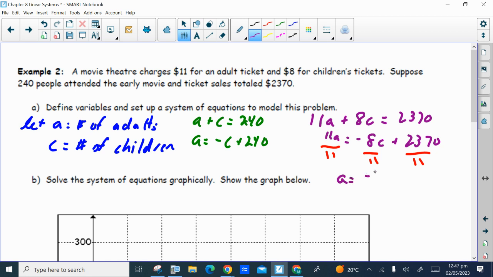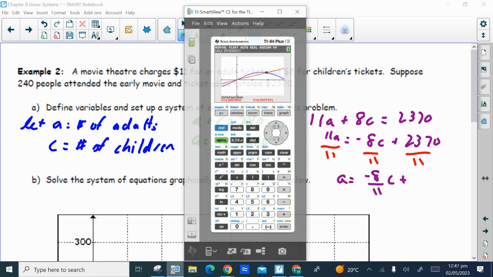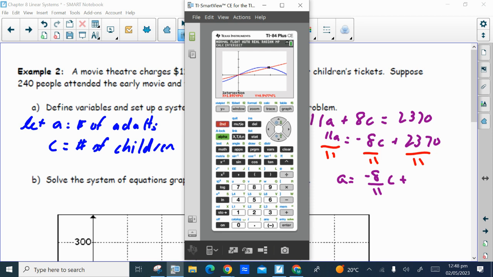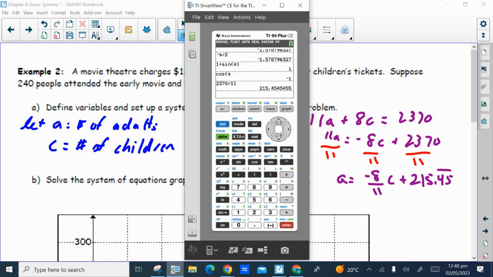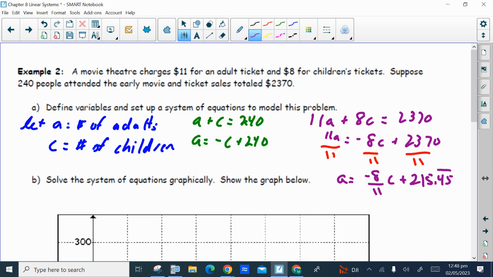So a will equal negative 8 over 11 c plus, then we have to go 2370 divided by 11, to get our y-intercept, which is a decimal, 215.45. And it looks like that 4-5 repeats. Yep. So that's what the line over the 4-5 tells us, that that's a repeating decimal.